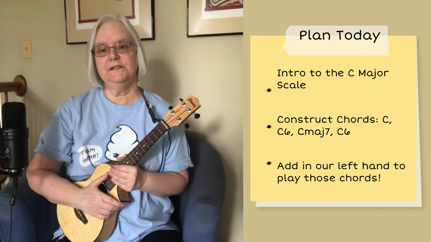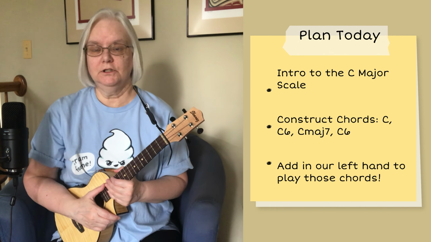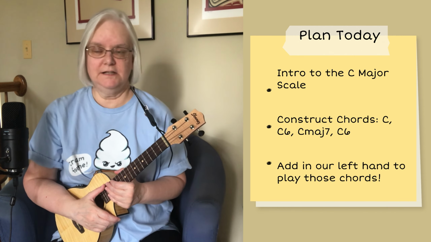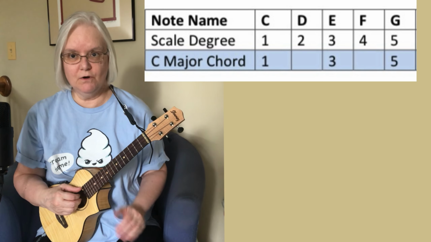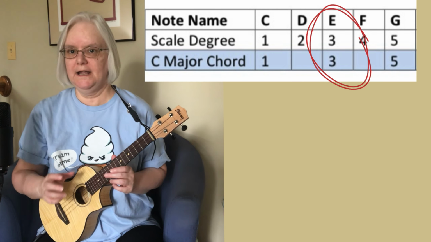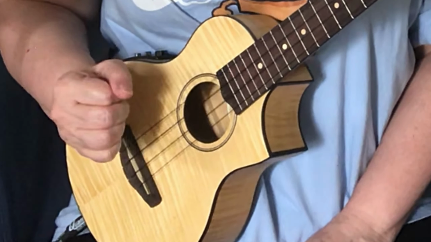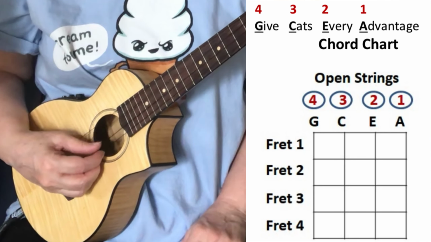In this episode, we are continuing the Ground Zero ukulele tutorial series, which are beginning ukulele lessons. In the last episode, we worked on the C chord, which we determined was made up of 3 notes, a triad from our C major scale: C, E, and G. What we didn't do in the last episode was play the first string because that is an A, right? Give cats every advantage, and that doesn't fit in our triad. So let's take a look at how to complete that chord.